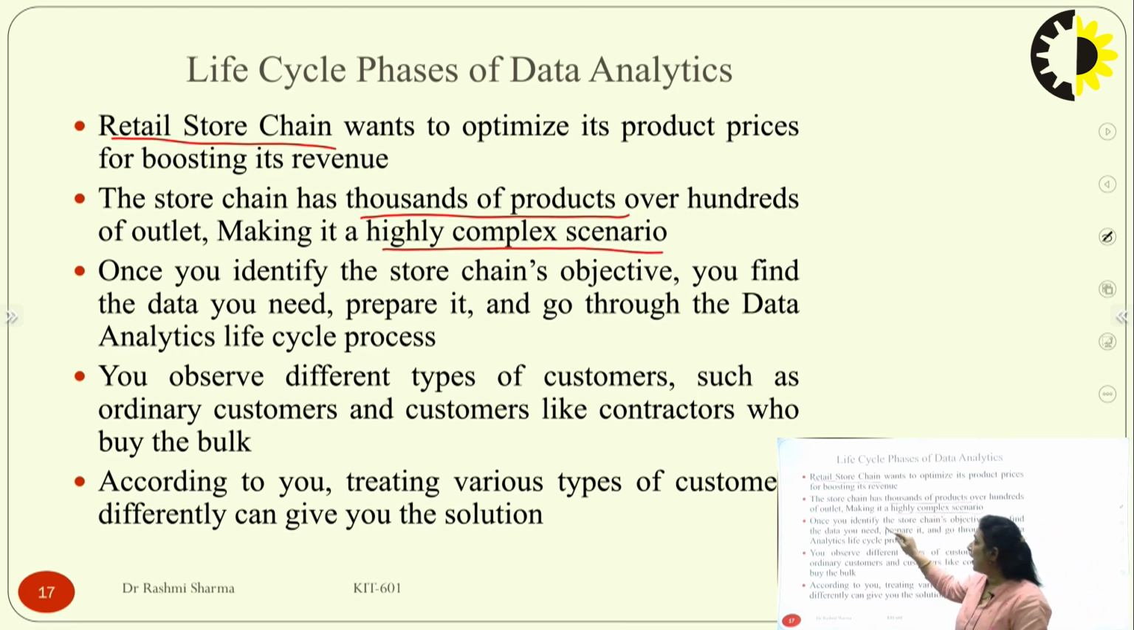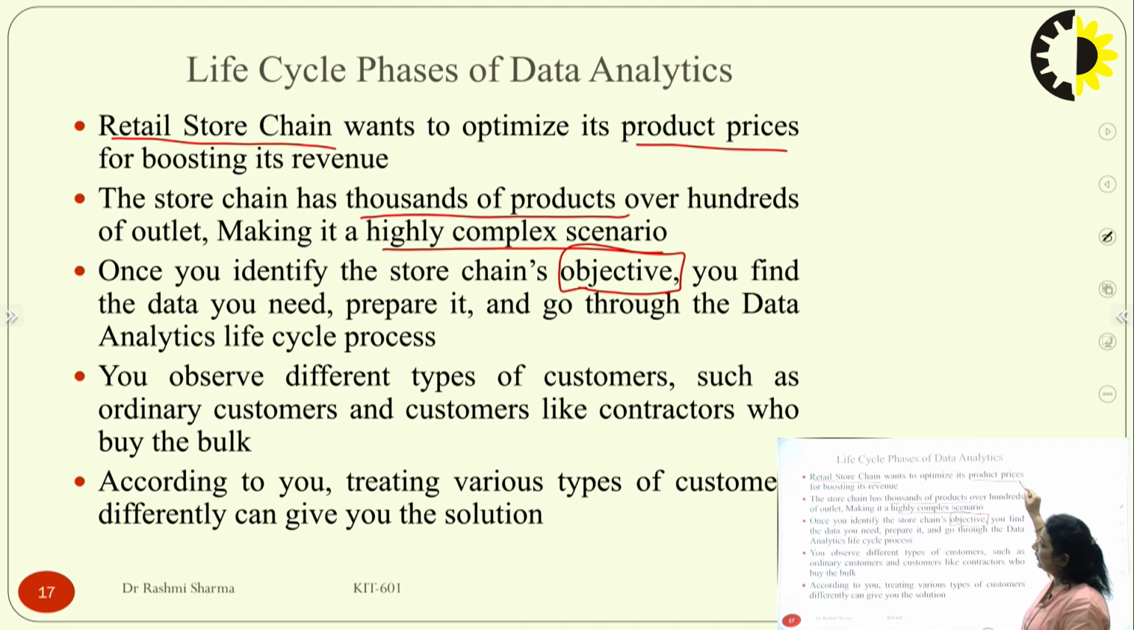So once you identify the store change objective, what we have to do first is identify the objectives. The objective was that the product prices should be optimized so that they can increase their revenue. Then we find out what is needed to achieve that objective: go through the data analytics life cycle of discovery, then data cleaning or data preparation, then model planning, model building, communicating the results, and operationalizing. So we have to go through that life cycle which we have studied.